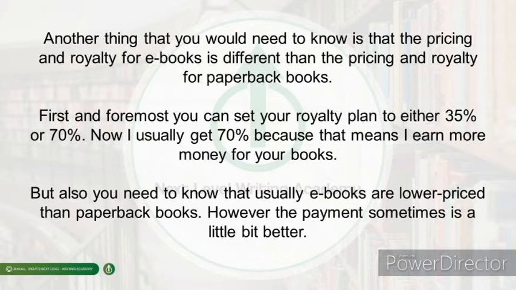Another thing that you would need to know is that the pricing and royalty for ebooks is different from the pricing and royalty for paperback books. First and foremost, you can set your royalty plan to either 35% or 70%. Now, I usually choose 70% because this means I will be earning more for my books. But also, you need to know that usually ebooks are lower priced than paperback books. However, the payment sometimes is a little bit better.